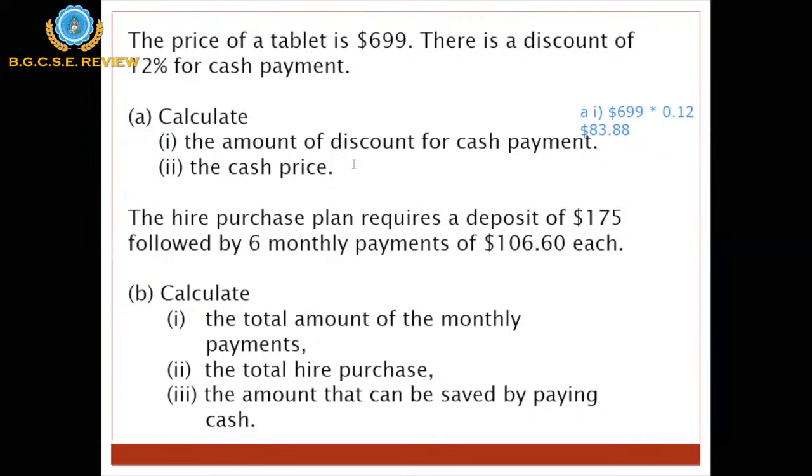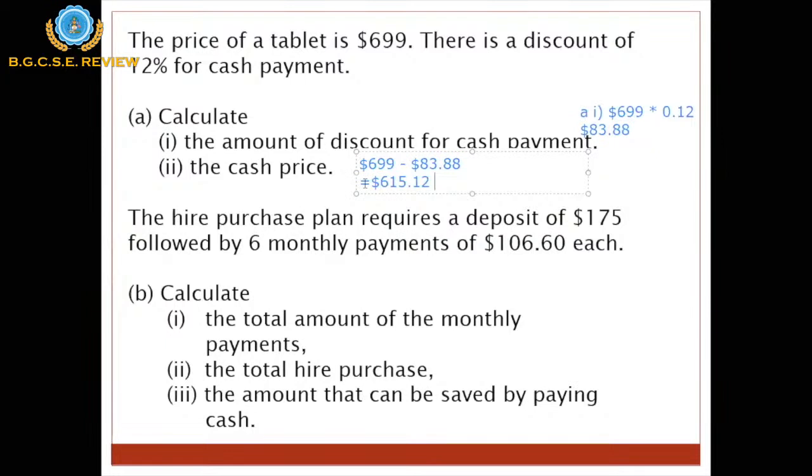So let's work on the second part of this question. My cash price is going to be $699 take away $83.88. When I work that out, I end up paying in cash $615.12. And so this store offered a discount for any person that came in with cash and wanted to just pay for their tablet outright.